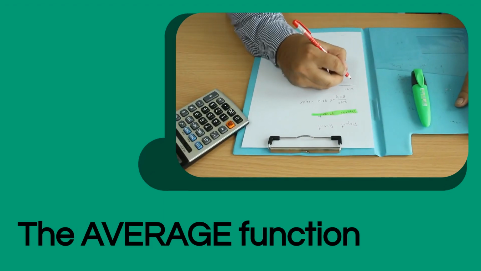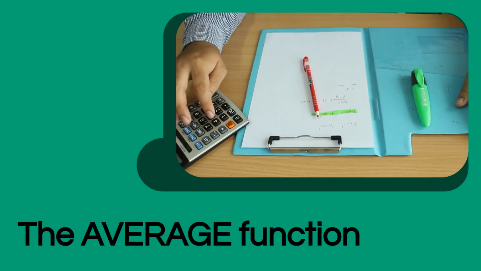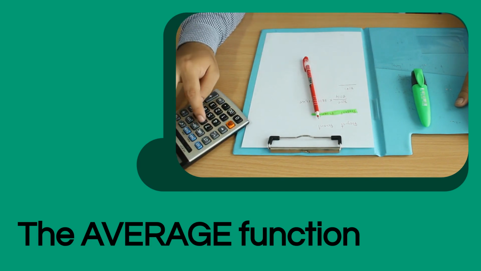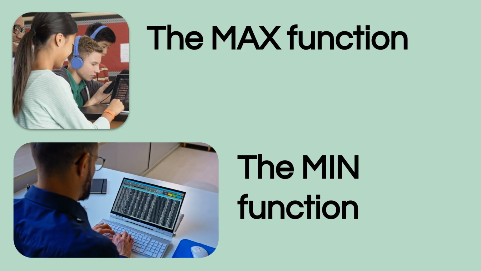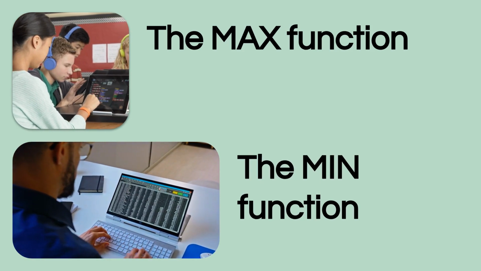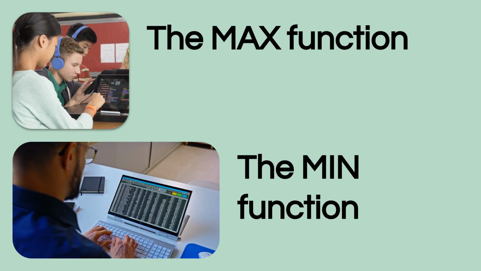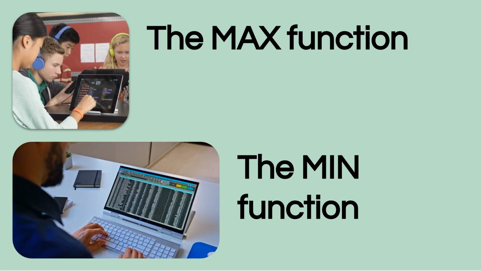If you need to find the average or mean of a set of numbers, you use the average function. It quickly calculates the sum of the numbers and divides by the count. The max function tells you the largest number in a range of cells, while the min function tells you the smallest number in that range. These are great for quickly identifying extremes in your data.